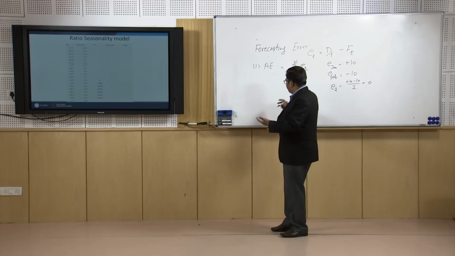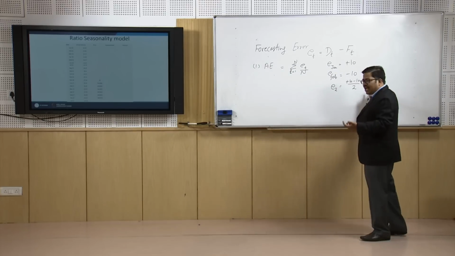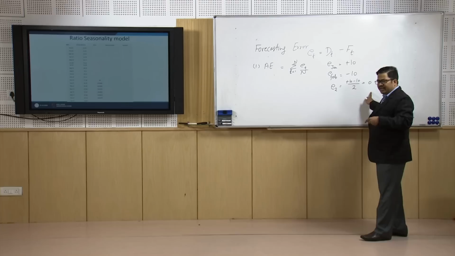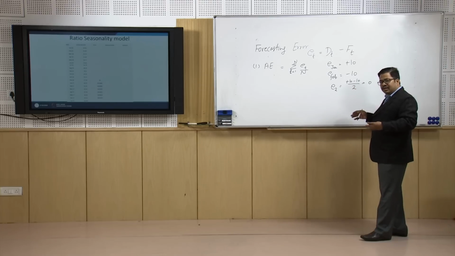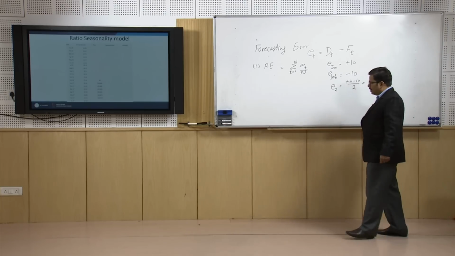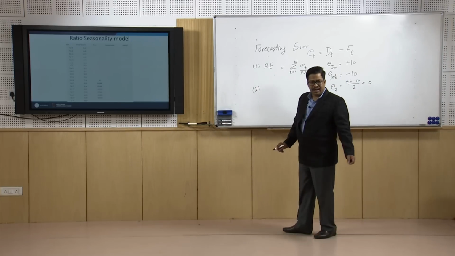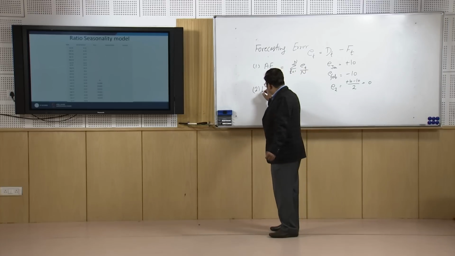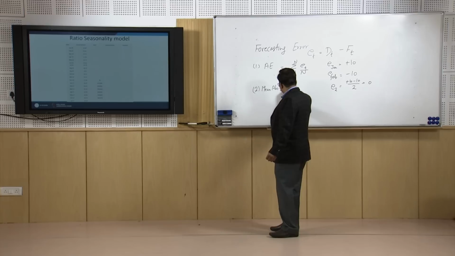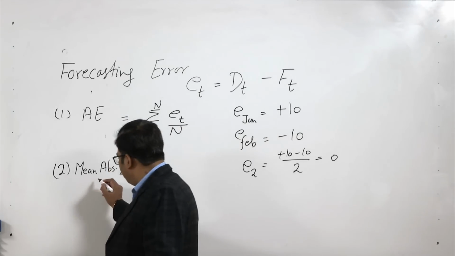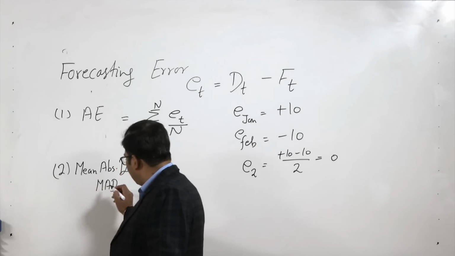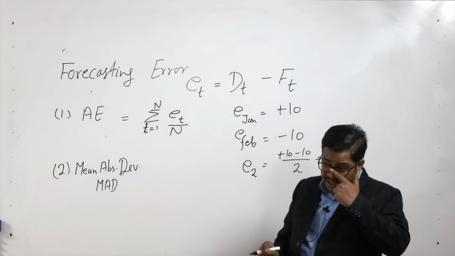Now, as we have discussed, there is a natural limitation of average value, and this is not only in the case of forecasting errors. The problem of average is always there, because of the sign you will have this type of issue. So, there is a second measure of forecasting error which is known as mean absolute deviation, very popularly known as MAD. MAD is a very popular measure of forecasting error.